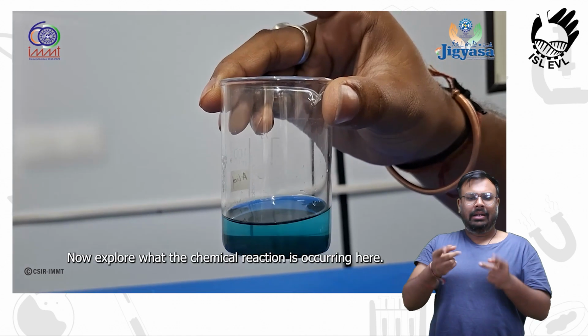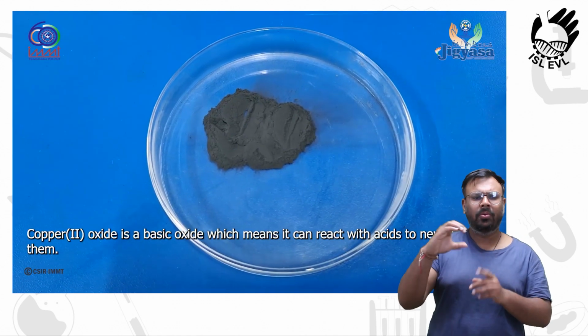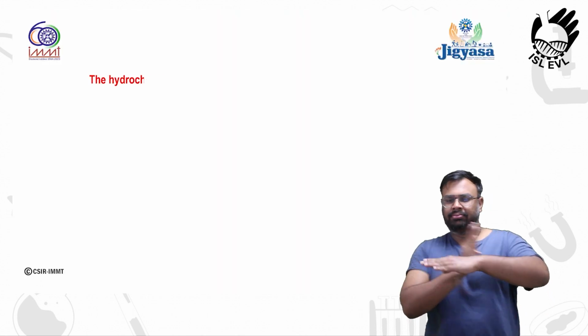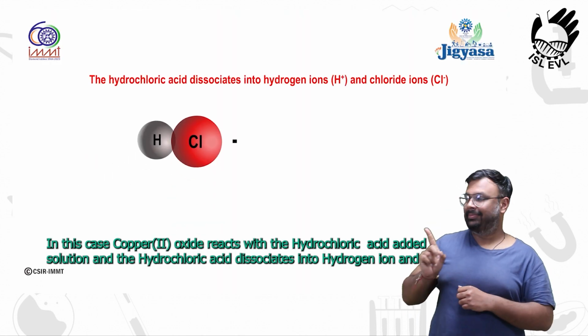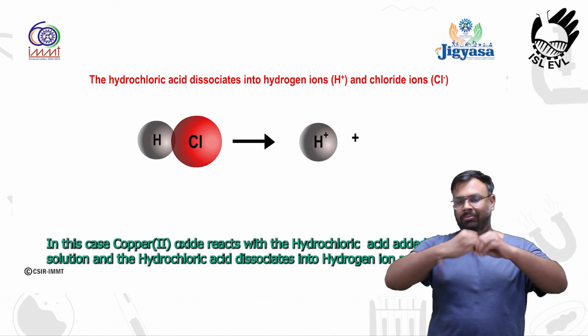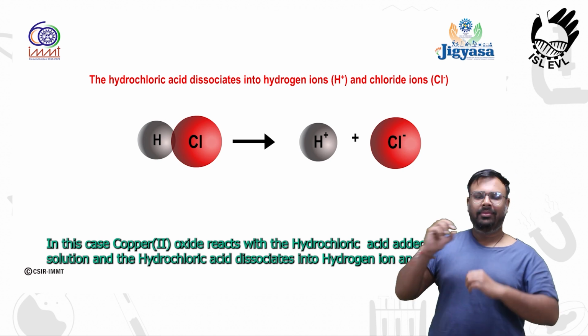Now let us explore what chemical reaction is occurring here. Copper oxide is a basic oxide, which means it can react with acids to neutralize them. In this case, copper oxide reacts with the hydrochloric acid added to the solution, and the hydrochloric acid dissociates into hydrogen ion and chloride ion.